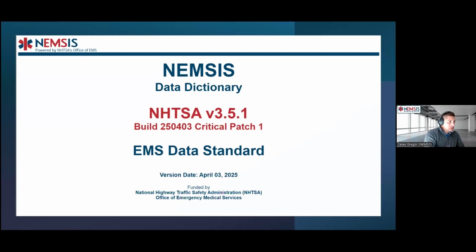Starting out here, what you see is basically the cover page or home page when you go to look into the data dictionary on the NEMSIS website. It shows what version it's covering. This particular one is version 3.5.1, which is our newest version, and it also shows the last revision date.